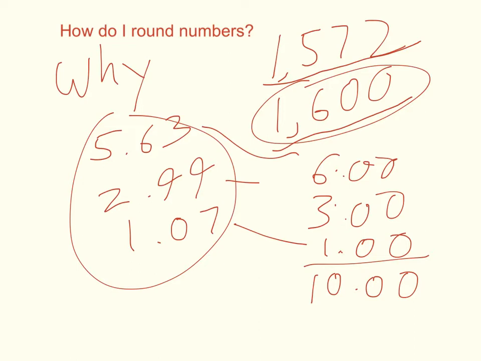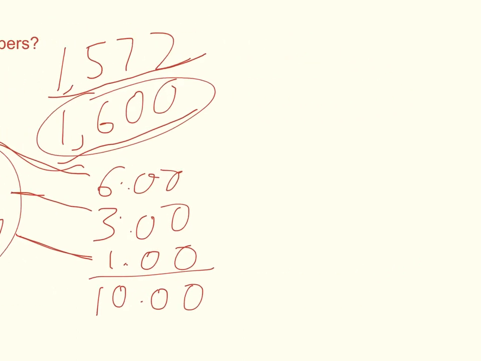Now, we're going to move on to how we do that. How did I get from 563 to 6, 299 to $3, 107 to 1? What is it that made me choose that? Why would I do that? And then how? How do you round numbers? All right, here we are.